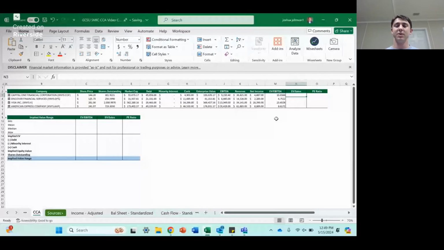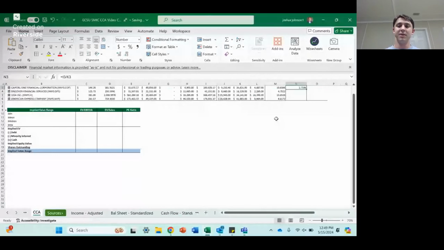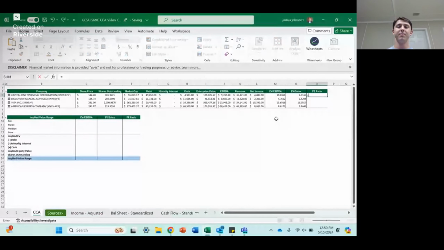And then here we can find the same kind of thing for EV over sales, except instead of using EBITDA, we're going to use revenue, obviously. So you're going to do equals enterprise value divided by revenue. Easy enough. Ooh, did not mean to do that. Pull that down there using Control D once again. All right, and now onto the PE ratio.